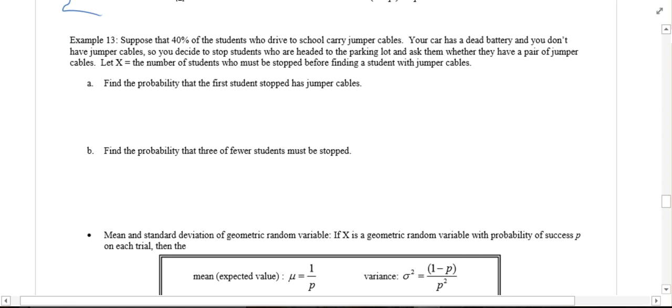Okay, so find the probability the first student stopped has jumper cables. So your success occurs the first time. So that's probability x equals 1. So what's the probability I get a success? Yep, pretty straightforward, 0.4.